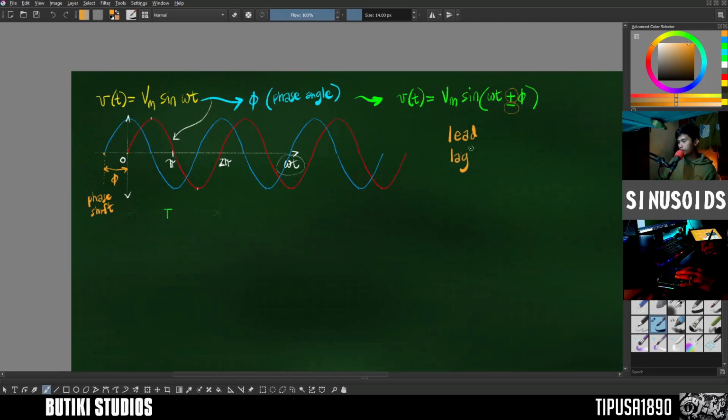You usually hear the term lag in computers. When you hear lag, the internet or the connection is slow, it lags. So leading and lagging, these terms will often be used in AC circuit analysis. Leading means ahead, lagging means behind. So when you look at these two waves, there is one that is ahead, and there is one that is behind.